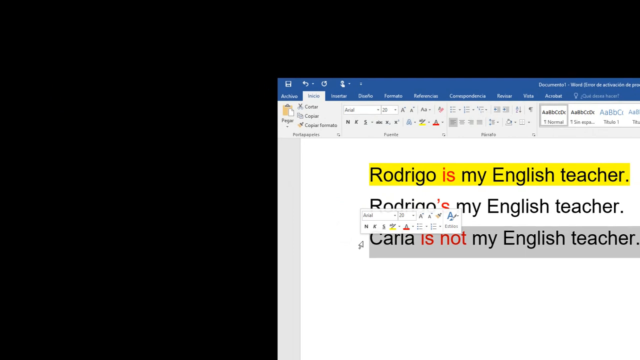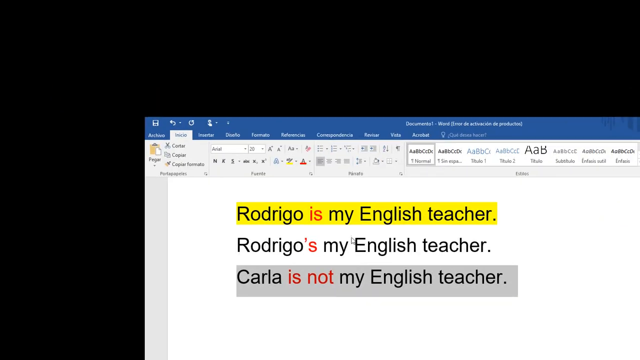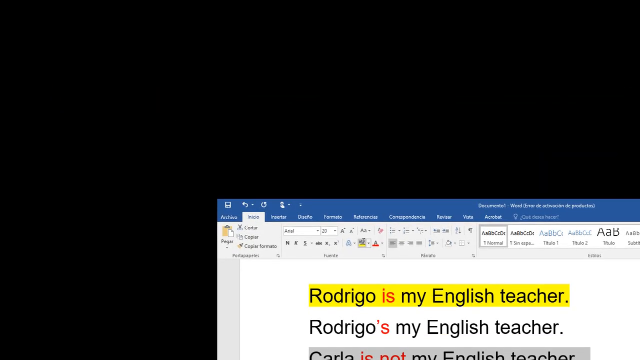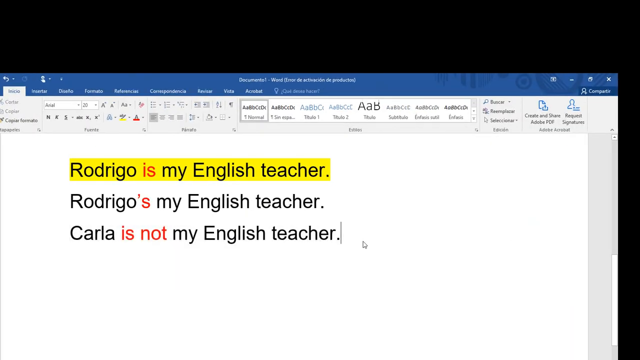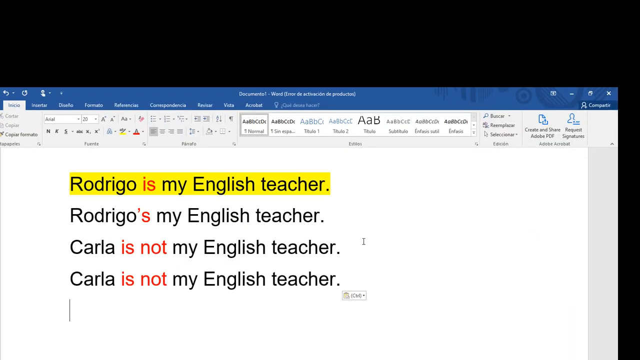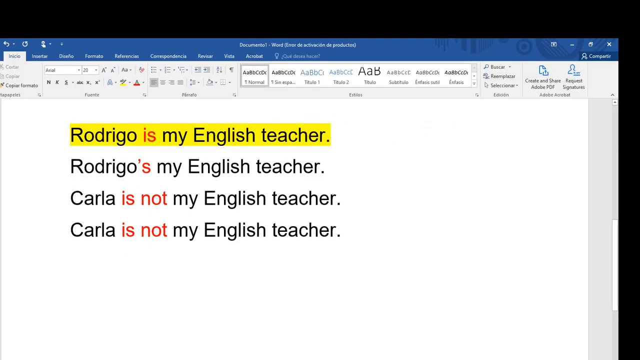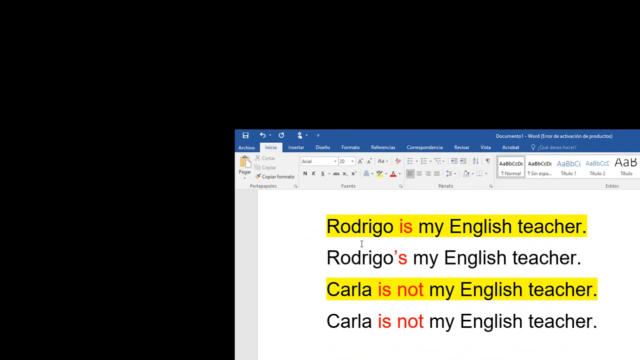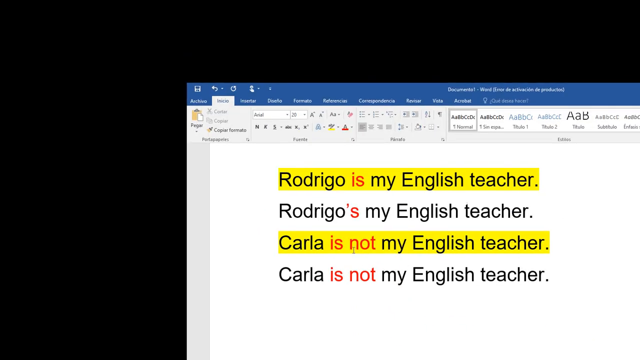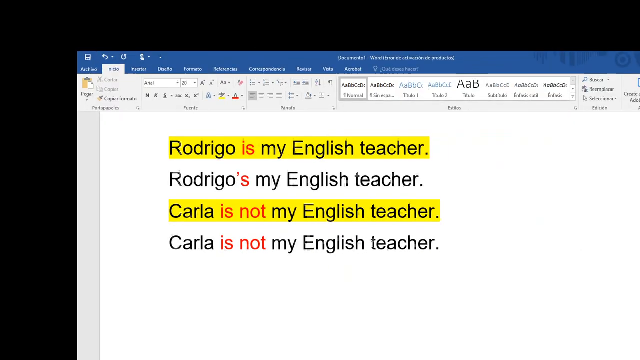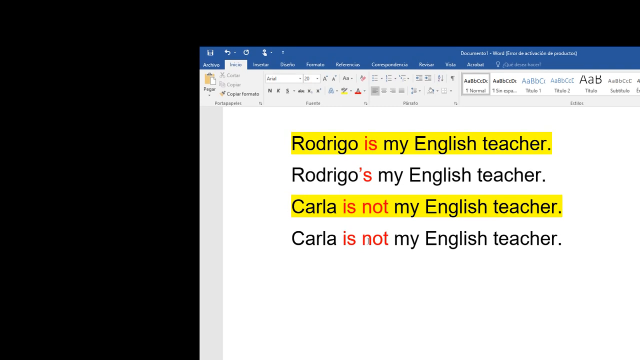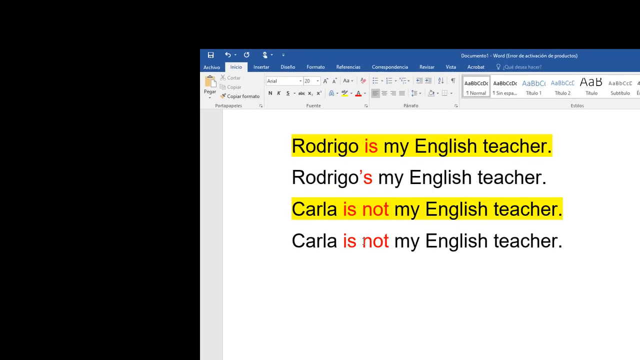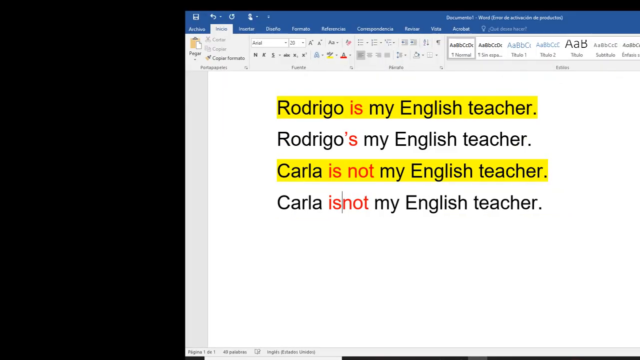Let's see how this works with Carla is not my English teacher. All right, so we need to repeat the sentence, copy it and paste it. There you go. And let's highlight the original sentence so that we know what we are doing. There you go. Carla is not my English teacher, right? So we push these words together. Yes.